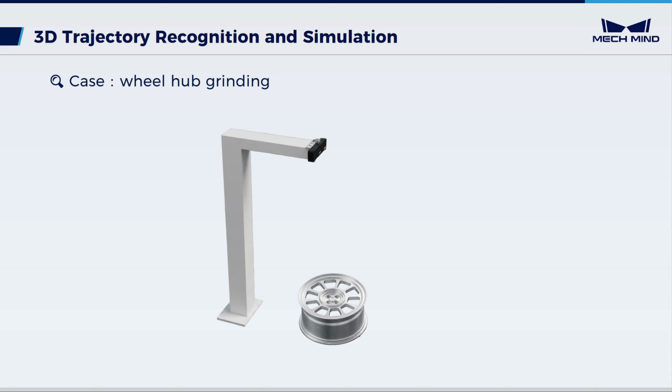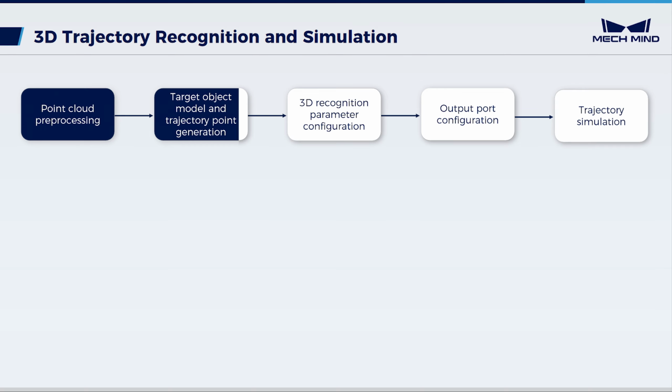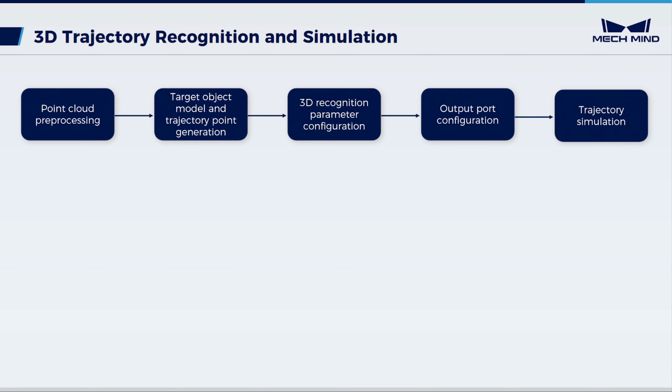Therefore, it's necessary to first recognize the wheel hub and then generate the trajectory based on the recognition results, thereby guiding the robot to complete the grinding. The configuration process mainly includes point cloud preprocessing, target object model and trajectory point generation, 3D recognition parameter configuration, output port configuration, and trajectory simulation.